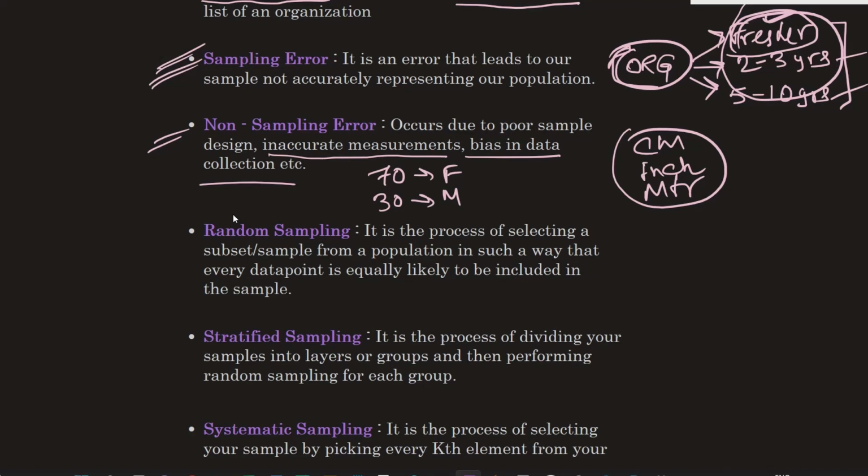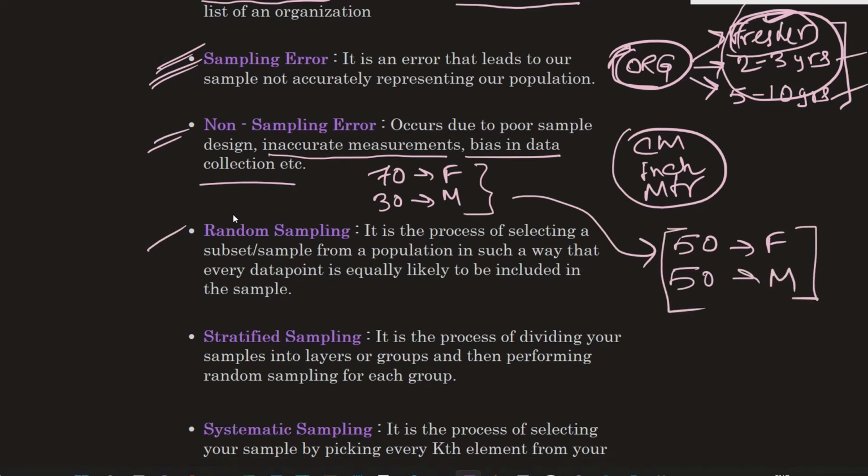Let's move forward to random sampling. It is the process of selecting a subset or sample from a population in such a way that every data point is equally likely to be included in the sample. So consider this example over here. If you are taking a random sample, then it should happen in such a way that 50% of the data or the sample should be coming from the female employees and the rest 50% should be coming from male employees. Then it will be an accurate representation of a random sample.